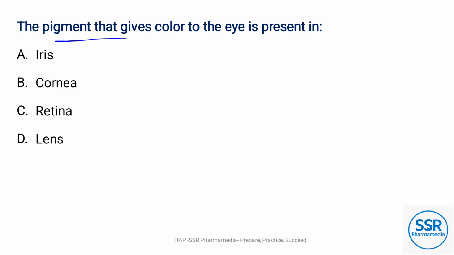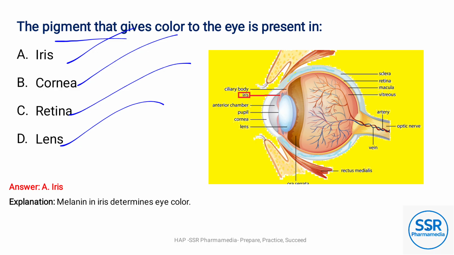The pigment that gives color to the eye is present in: option A, iris; option B, cornea; option C, retina; option D, lens. So the answer is option A, iris. Melanin in the iris determines eye color. This is the iris. The melanin present in the iris determines the color, whether it is bluish or light brownish, like a cat eye. That is determined by the pigment melanin present in this iris.